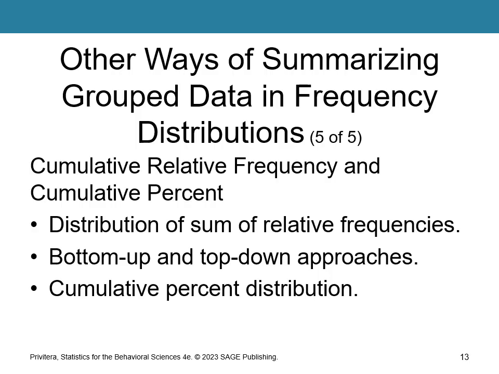A cumulative percentage distribution is a summary display that distributes the sum of relative percentages across intervals. The addition procedures are the same as with cumulative relative frequencies. The total cumulative percentage will always equal 100%, give or take minor rounding errors.